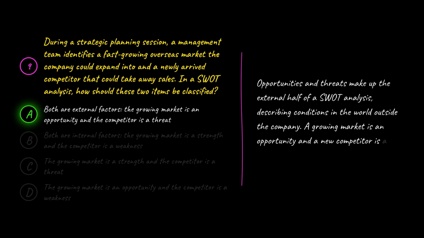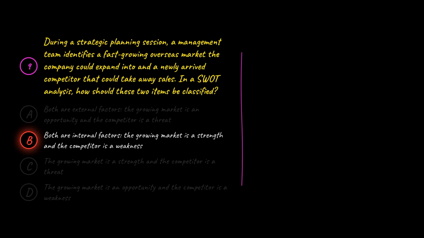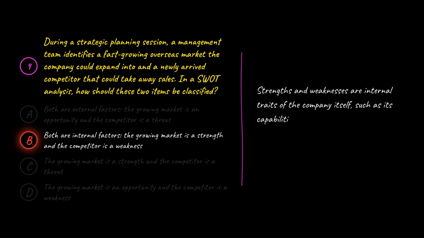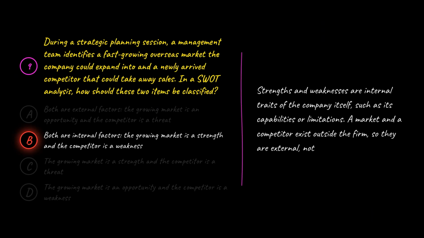B is wrong because strengths and weaknesses are internal traits of the company itself, such as its capabilities or limitations. A market and a competitor exist outside the firm, so they are external, not internal.